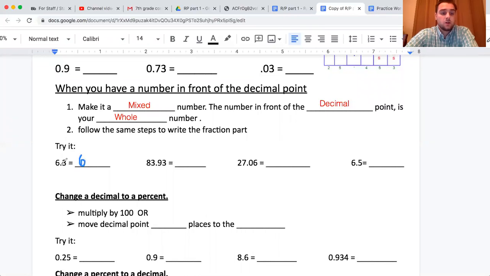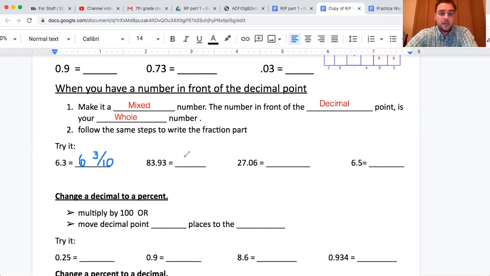And then we're going to look at the place value for the second part. If we have 6 as our whole number, the fraction part, just like we did up here, is going to remain the same. So 3 is the number right after the decimal point. And then what place value do we have? Well, it's in the tenths place, so it would be 6 and 3 tenths. So that 6.3 as a fraction is 6 and 3 tenths.